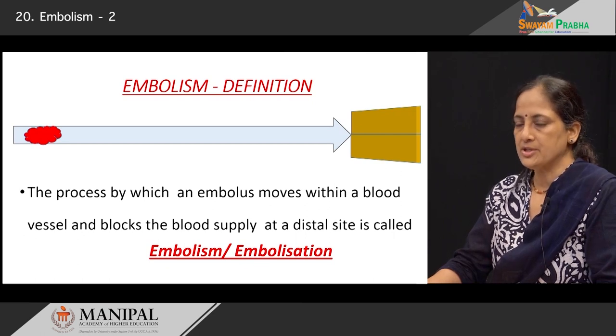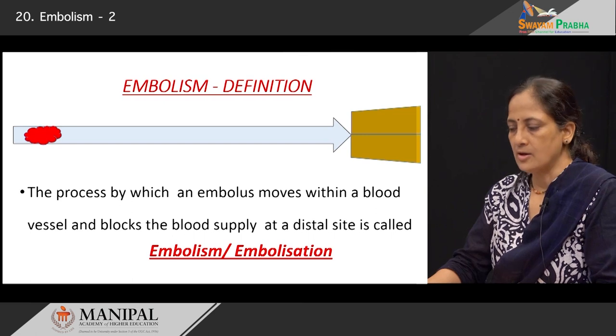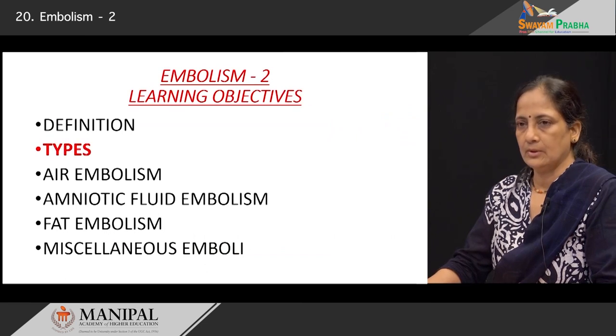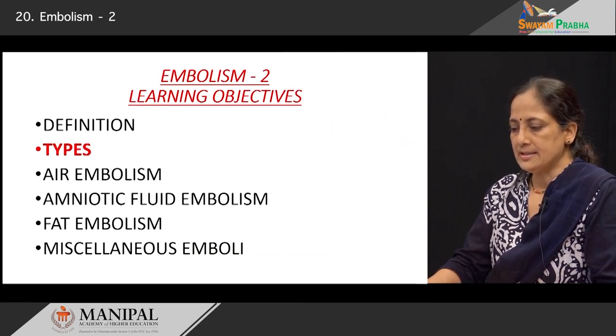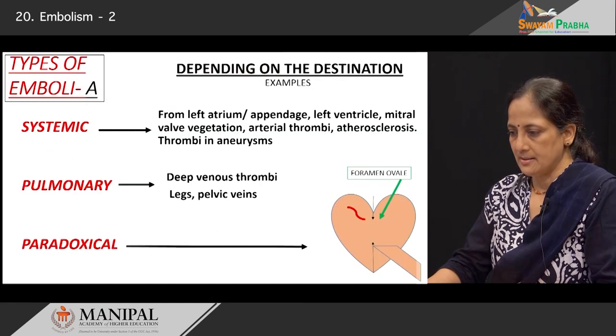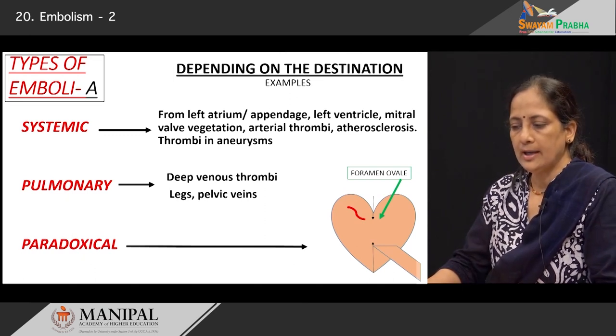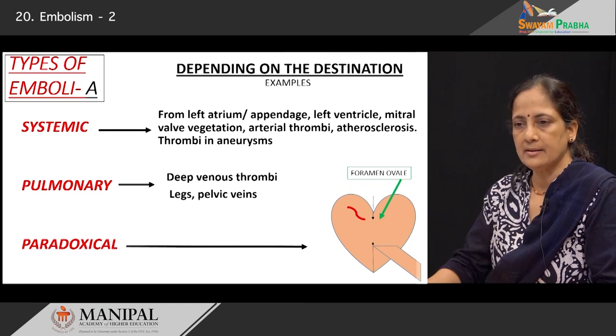The process by which this embolus moves in the circulation to a distant site is called embolism or embolization. Invariably, because the supply of blood is stopped, there are consequences in the tissue supplied by that particular vessel. The embolus can be classified into multiple different types based on specific features. Depending on the final destination where it will reach, emboli are classified as systemic, pulmonary, and paradoxical emboli.